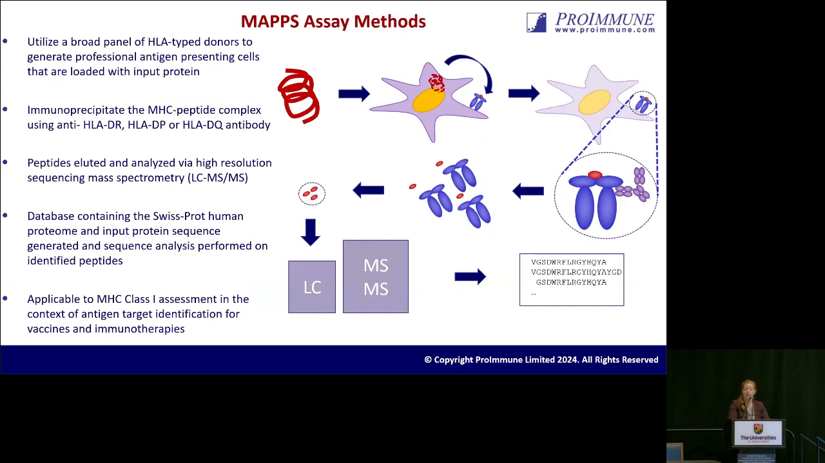So the methods for the MAPS assay is shown here. As mentioned yesterday, you want to work with a broad panel of HLA-type donors so you can have a good global representation of various alleles.